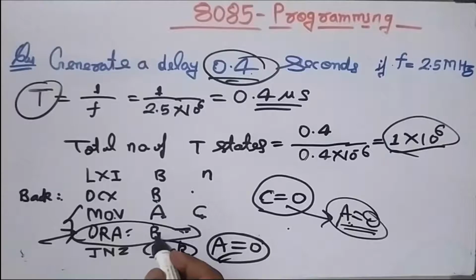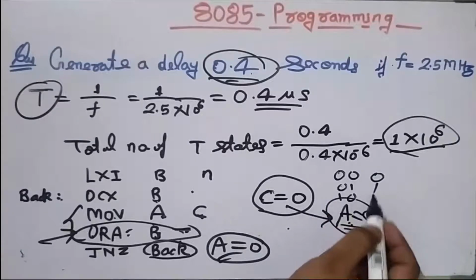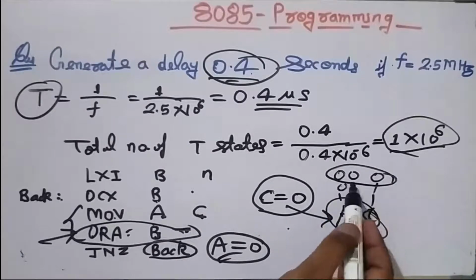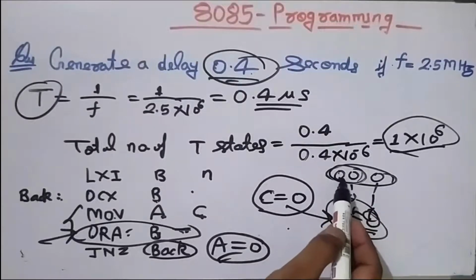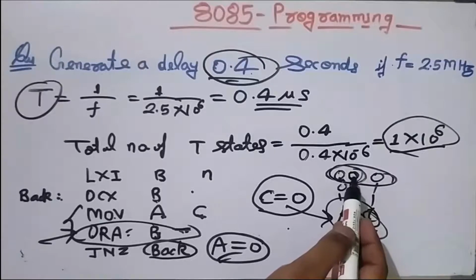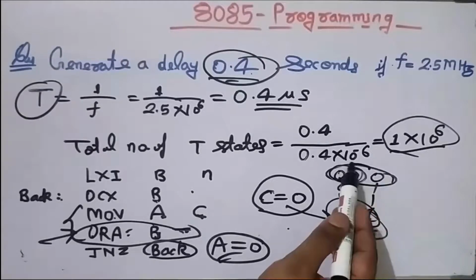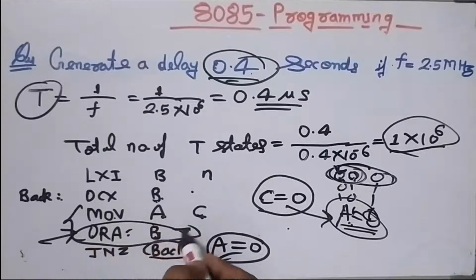We know that only when both the contents of B and A equal 0 will the result of OR be 0. It means OR of 0 0 is 0, 0 1 is 1, 1 0 is 1, 1 1 is 1. Only this is the situation when the output equals 0. This will happen only and only when B is also equal to 0. Because C has already decremented to 0, which is stored in A, and this is continuously compared with the contents of B, and B is continuously decremented in every loop.